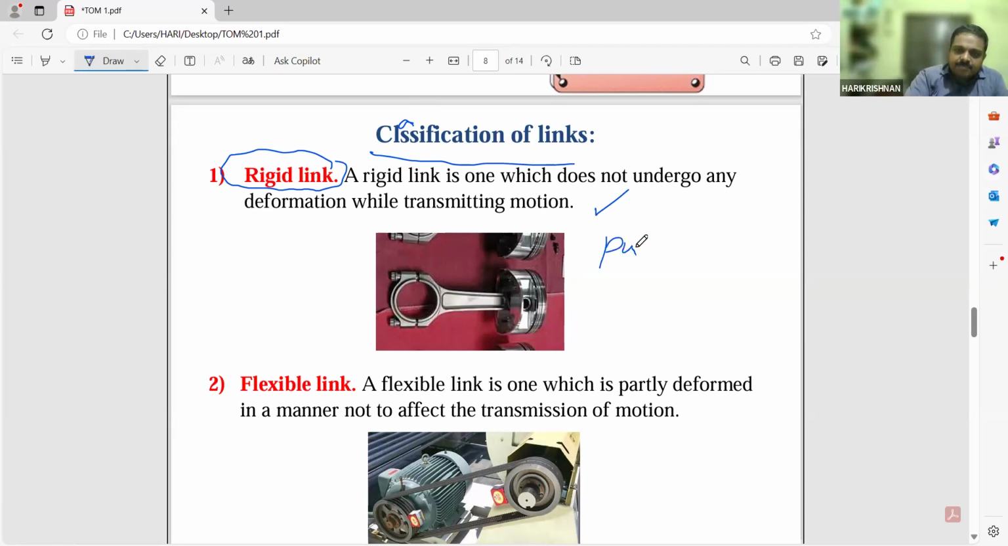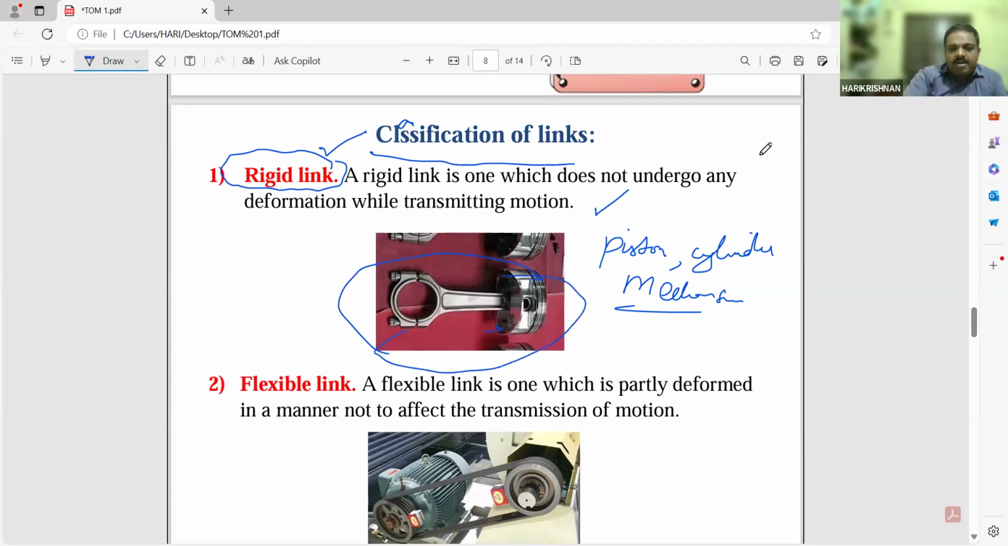An example is the piston cylinder mechanism. But you have to understand one thing, that a rigid link does not really exist, because while transmitting forces there will be some deformation. The best example we see is this piston, which is the example for a rigid link. Some deformation is sure.